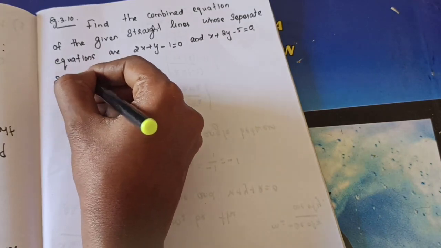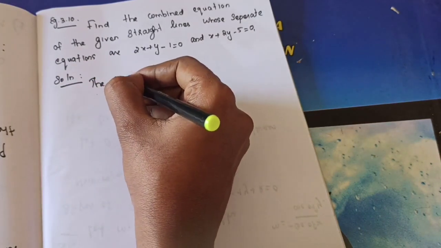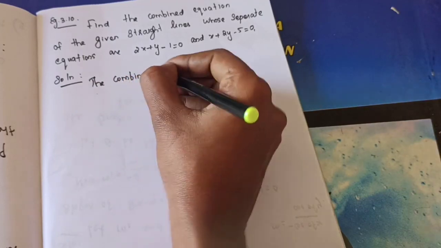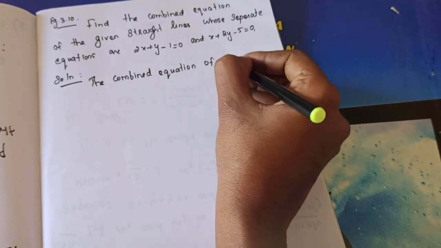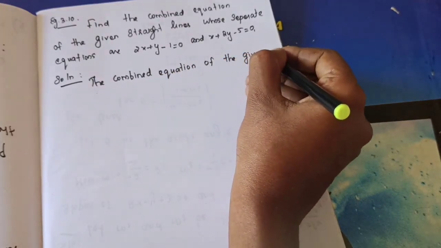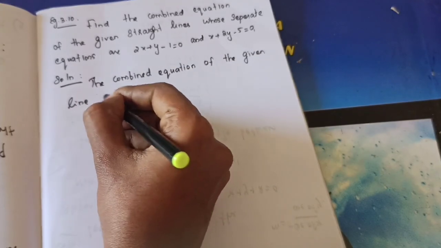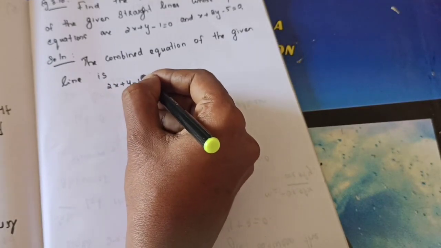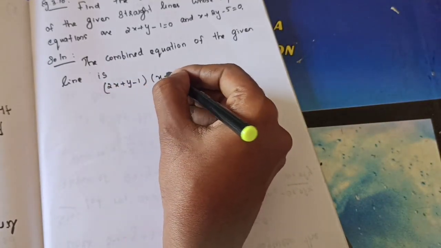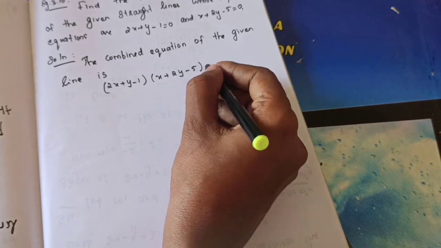So the combined equation of the given lines is, you just combine the two equations. So what will happen? 2x plus y minus 1, another one is x plus 2y minus 5, is equal to 0. You are just going to combine. Okay, it has given us two separate equations. We are going to combine the two equations. So how will you do it? Each and every term we will multiply.